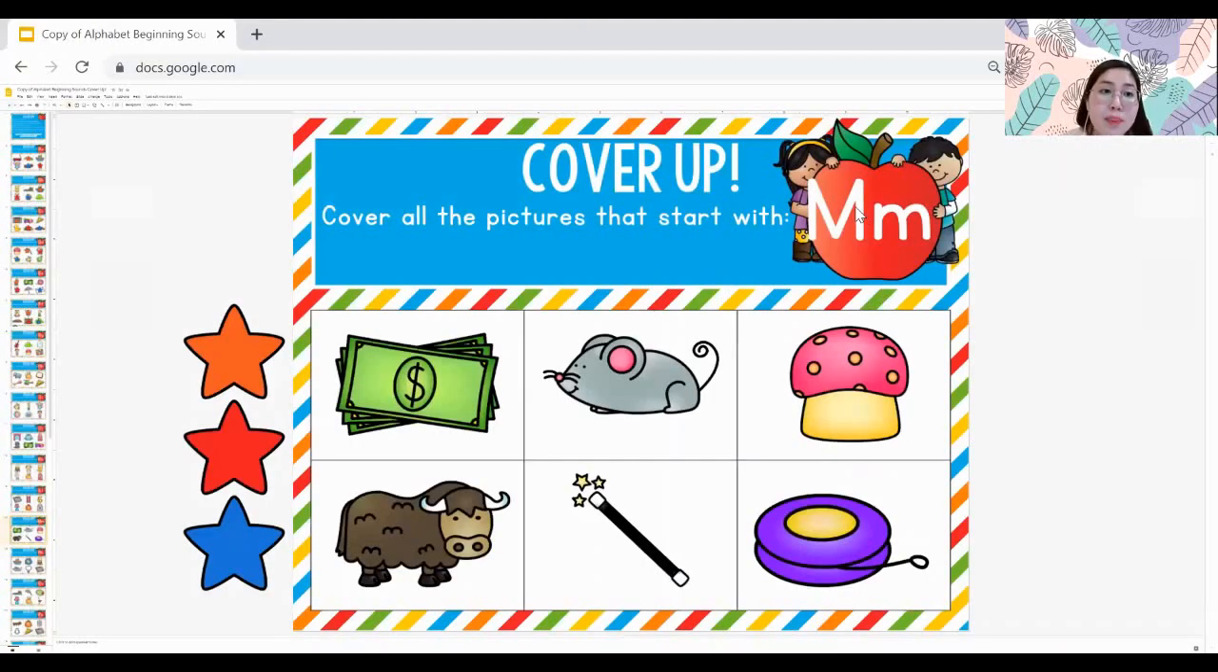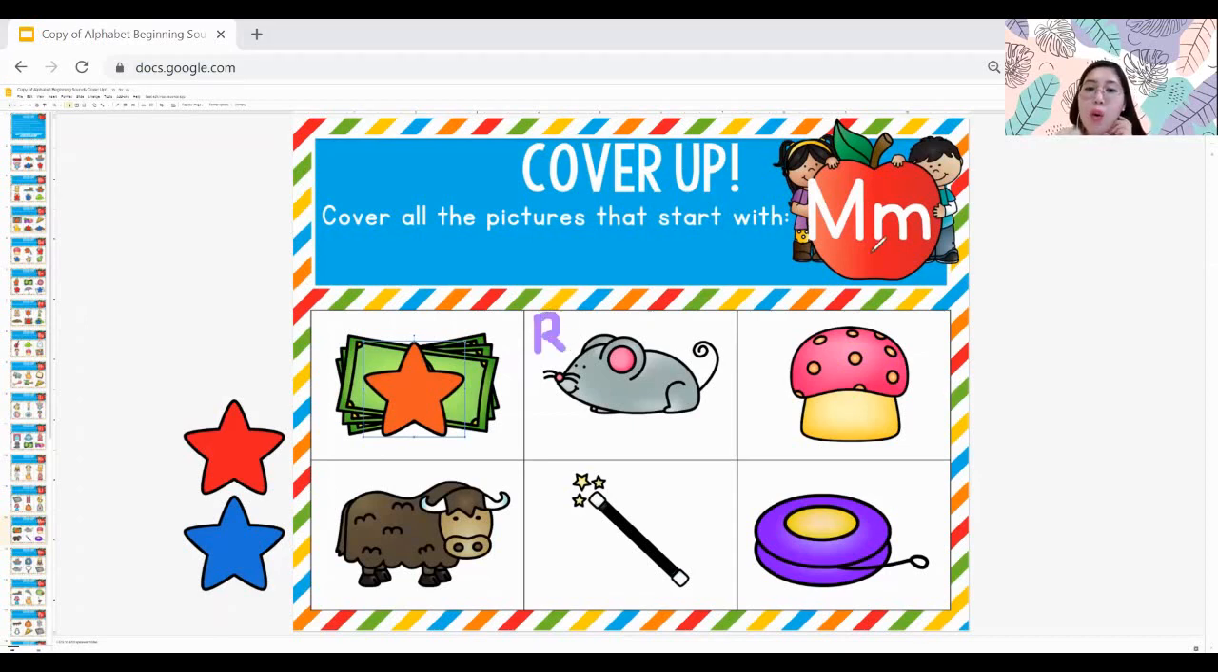Now it's time for us to have our letter sounds. Okay, pictures that begin with the letter M. So M is for money. M for rat. Nope. That's the letter R for rat. How about letter M for mushroom?